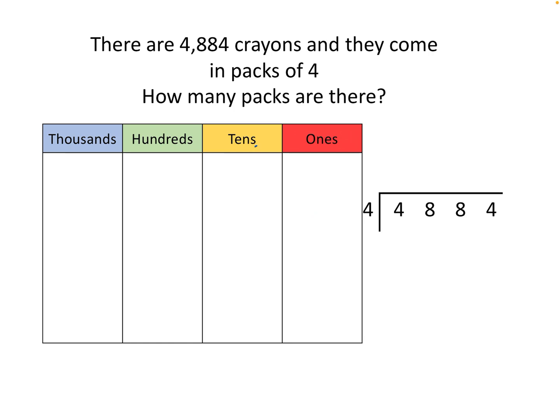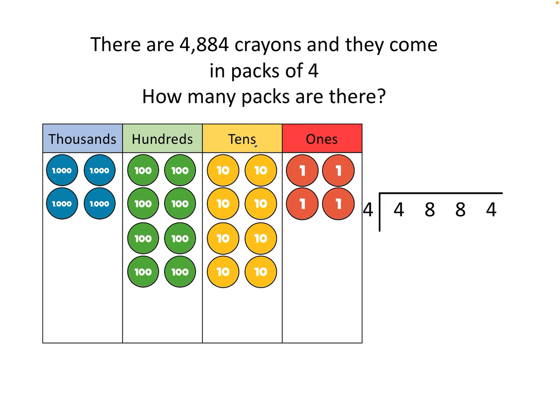I've also written it using a short division method. So I've put my counters in. So I've got 4 ones, I've got 8 tens, I've got 8 hundreds, and I've got 4 thousands. Please feel free to draw this out if you need to. And we've also got it written over here. 4 ones, 8 tens, 8 hundreds, 4 thousands. So what I need to do, because I'm looking at packs of 4, I need to be grouping all of mine into groups of 4.